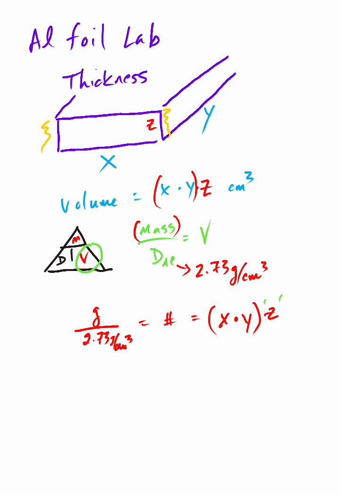Solving for z, we would make this little manipulation. We divide out the x and the y. This number that we just got, we would divide by x times y. So this is the game plan. We want to get the mass, divide it by the density, then that will be a number, and then we'll divide that number by x times y. That will ultimately get us z, or the thickness of the aluminum foil.